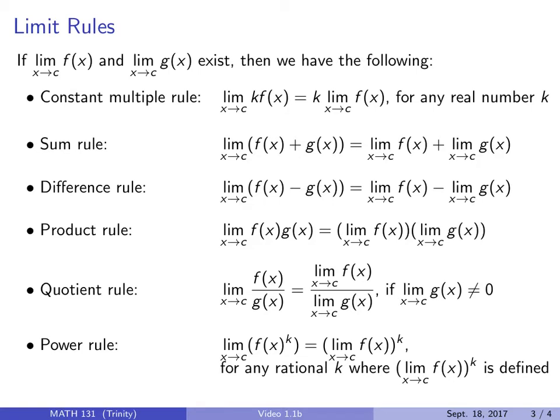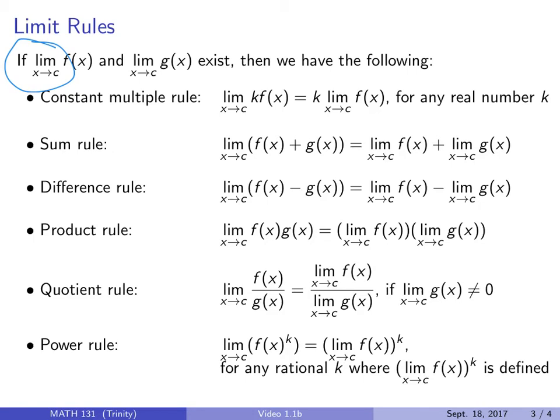Before we go on to the next couple, I again want to point out that the first part of this says if these limits exist. If these limits don't exist, that doesn't necessarily mean that the combinations don't exist. It just means that I can't use this theorem to do it. I can only use this theorem if I already know that the limits of f and g exist.